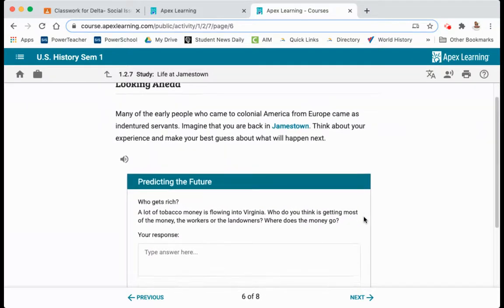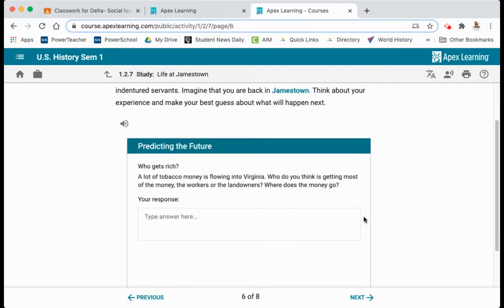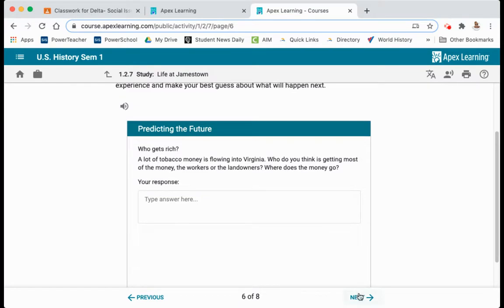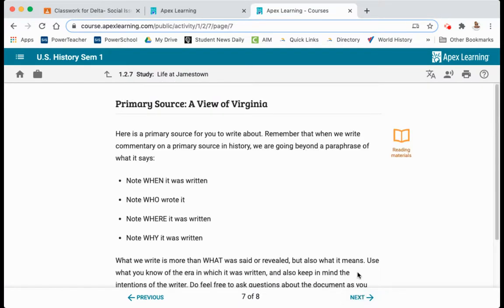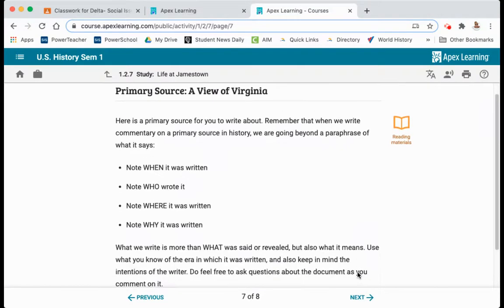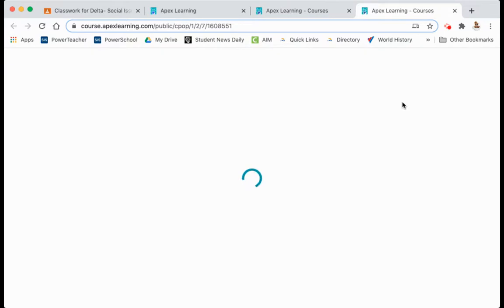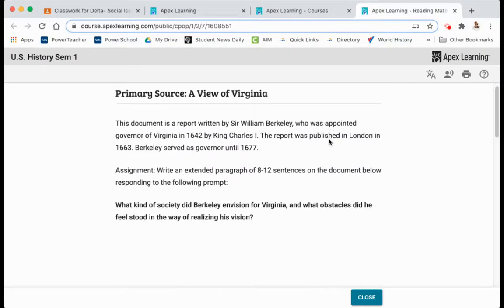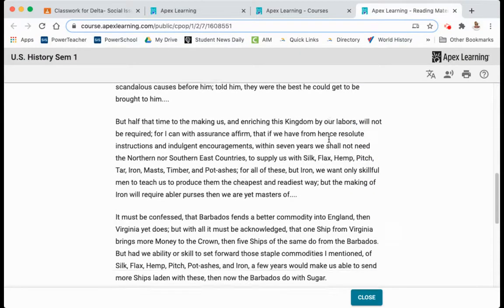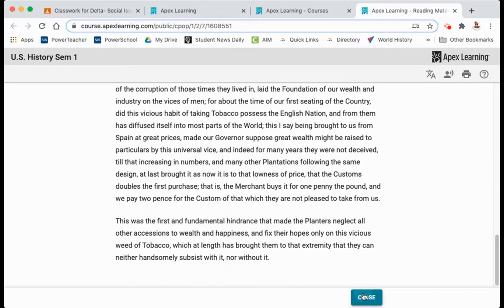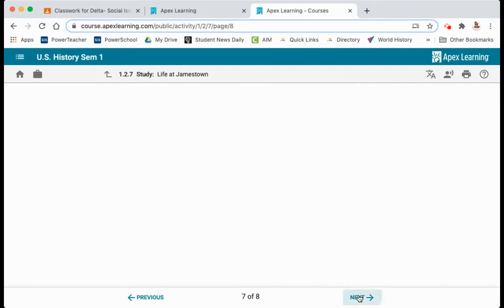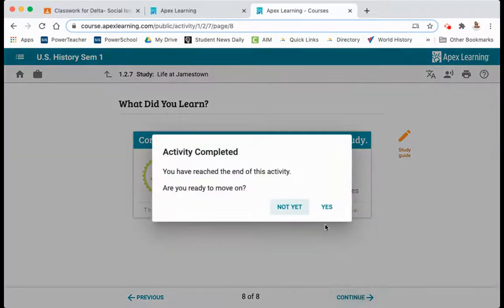You're going to look ahead on what's going to be happening after you're in Jamestown. Answer some questions there. You're going to read a primary source, A View of Virginia. And to read that, you actually click on this up here. And after it loads, you can read through this. When you're done reading, close it, and then you get to your last page and you can continue.